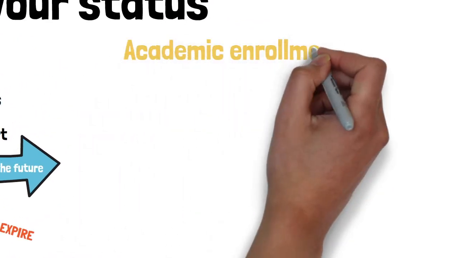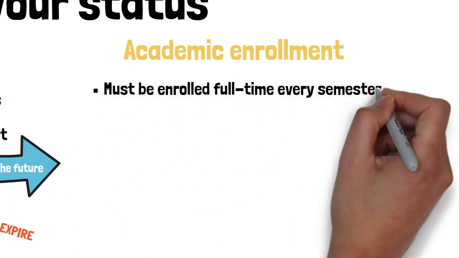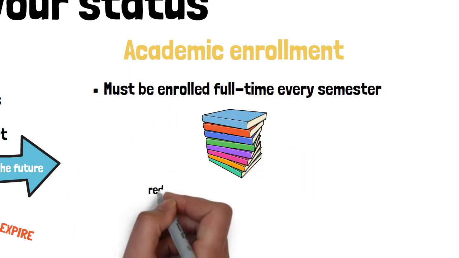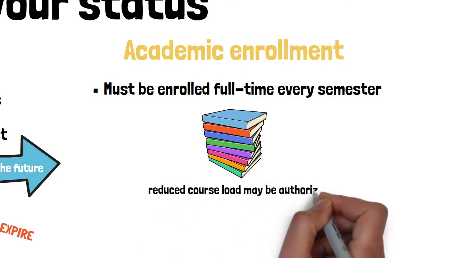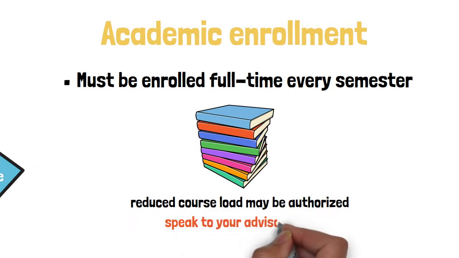Academic enrollment. As an F-1 student, you must be enrolled full-time every semester. There are times when a reduced course load may be authorized for academic or health-related reasons, but make sure to speak to your advisor first before you drop any classes that will affect your full-time enrollment.